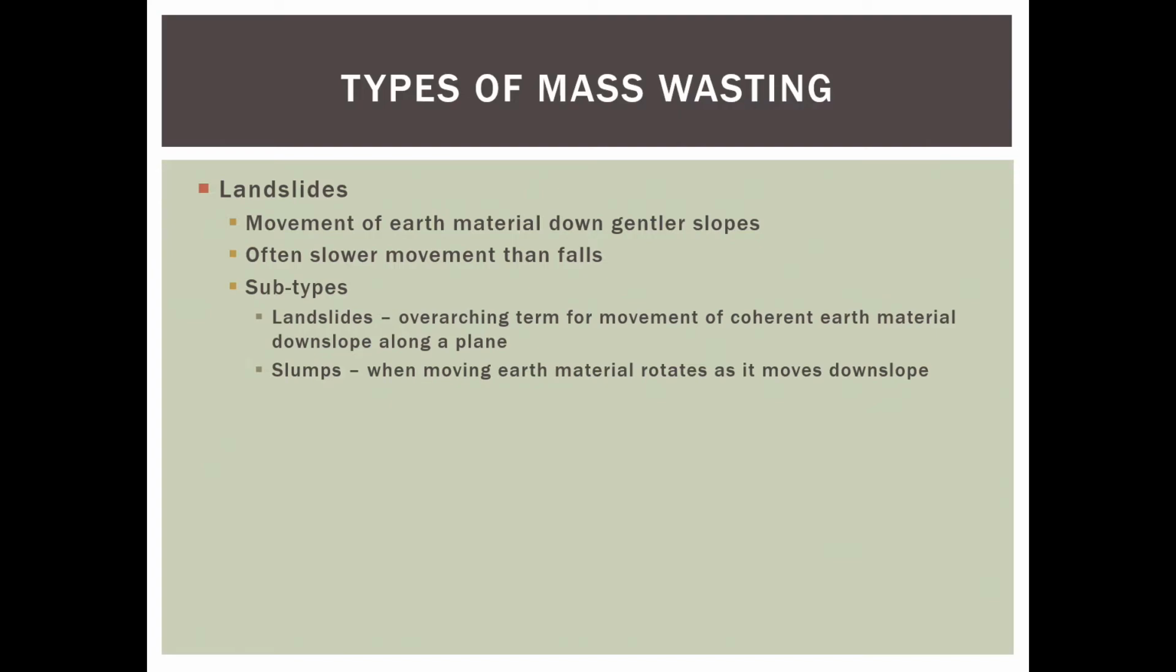Two subtypes are landslides and slumps. Landslides are an overarching term for the movement of coherent earth material down slope along a plane. And slumps are when the earth material moves down slope, but it rotates along a curvature, a curved plane, which is a contradiction of terms, but you'll see what I mean in a minute.